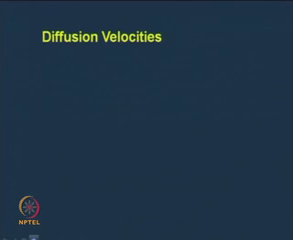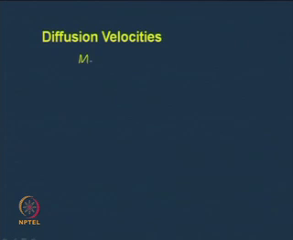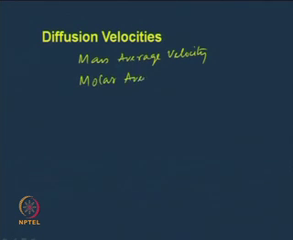Now, another term in case of mass transfer is the velocity of diffusion or diffusion velocities. The diffusion velocities are defined either in terms of the mass average velocity or molar average velocity.